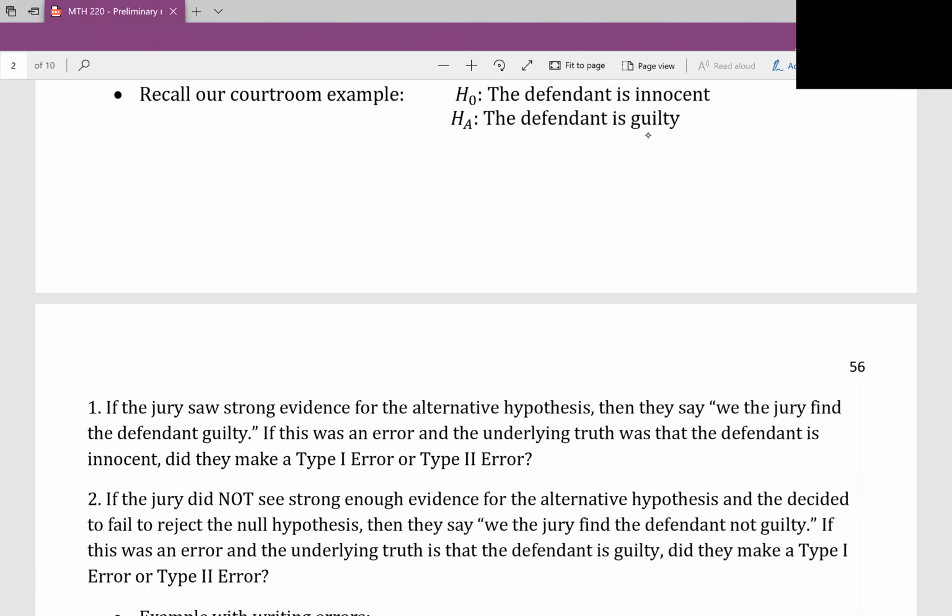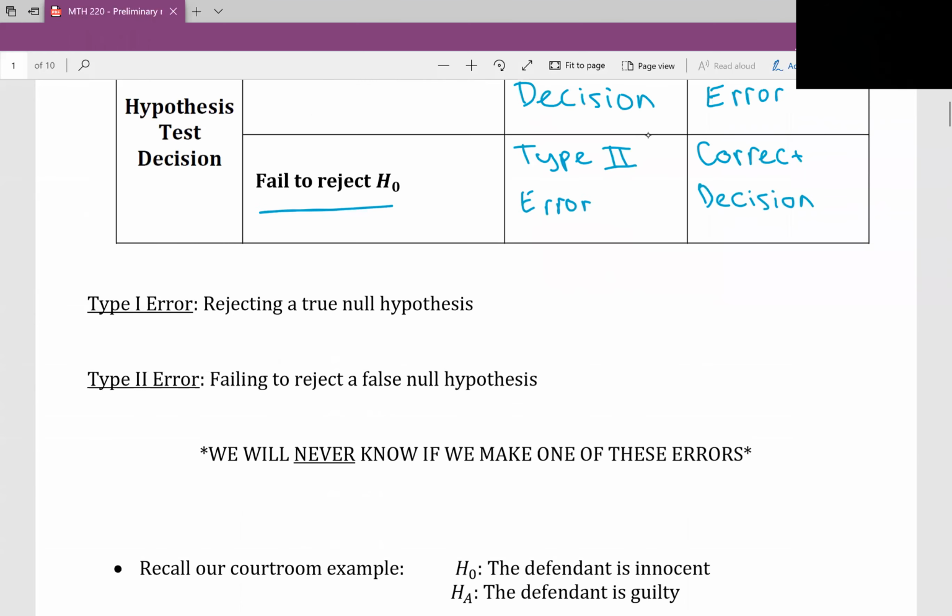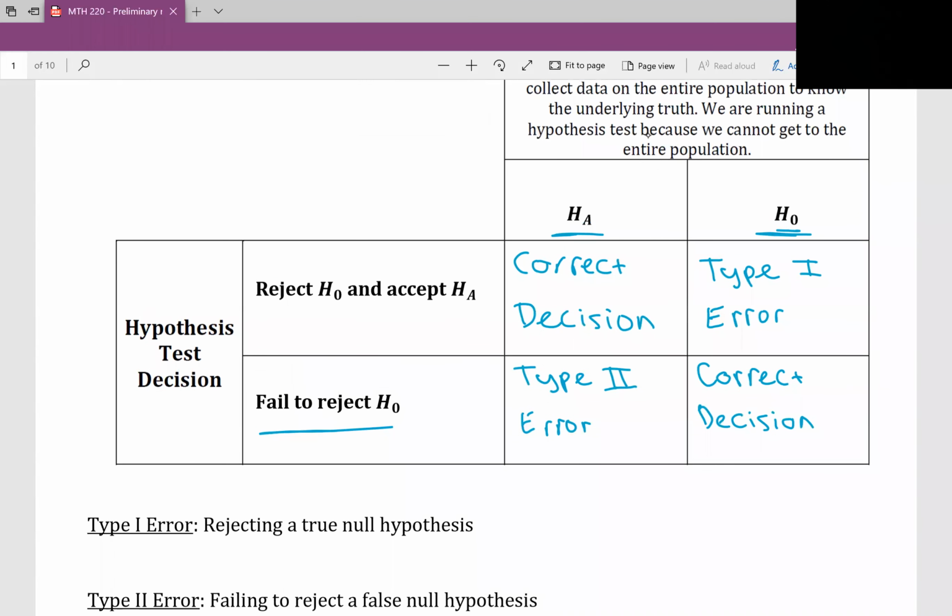So if the jury saw strong enough evidence for the alternative hypothesis, then they say, we, the jury, find the defendant guilty. If this was an error and the underlying truth was that the defendant is innocent, did they make a type 1 or a type 2 error? Okay, so if we have strong enough evidence for HA, and we say we reject H0 and accept HA, but the defendant is actually innocent, well, if we scroll up and look at our chart, that means I'm on this row right here. It means we made a type 1 error.